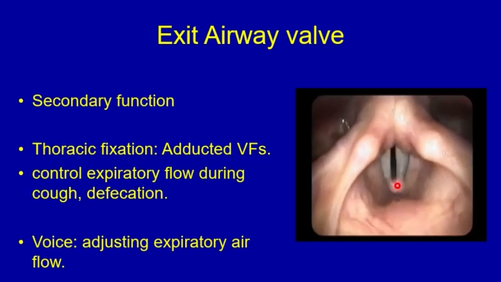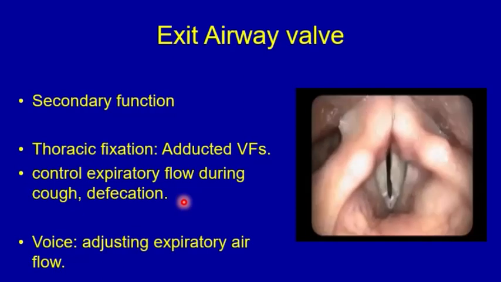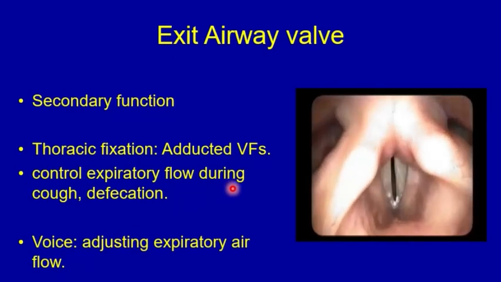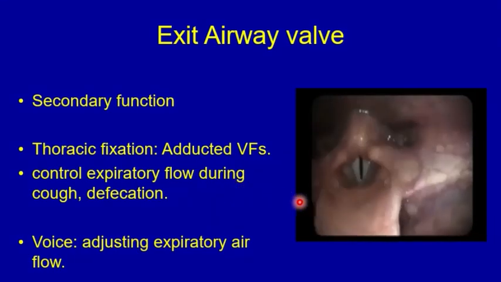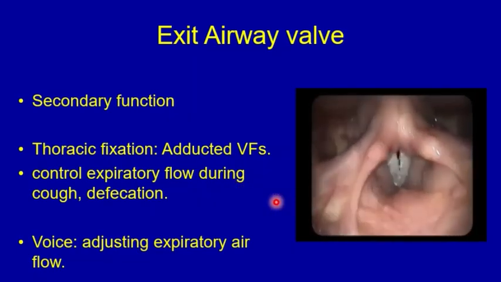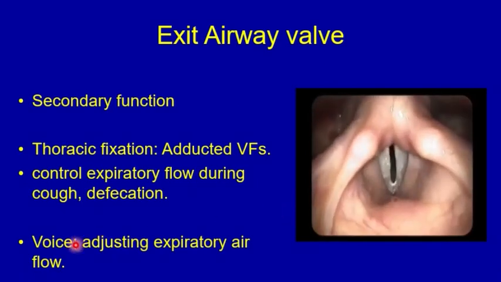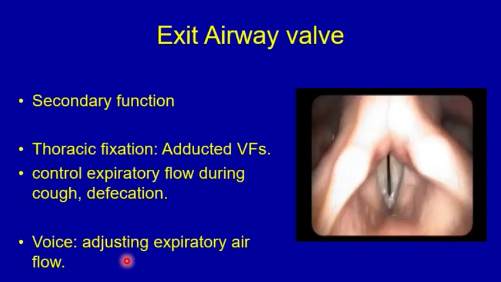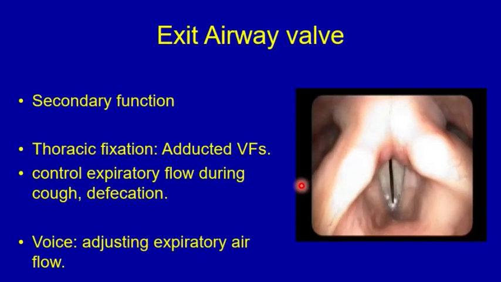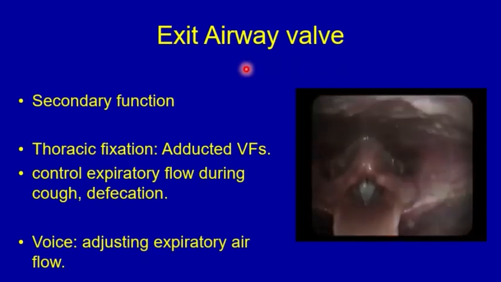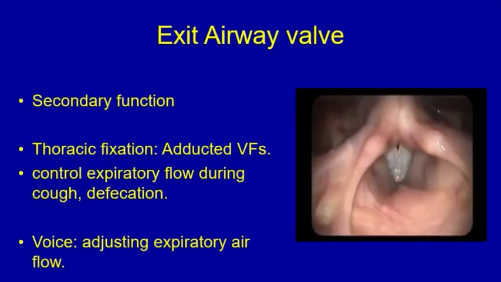when there is a need to increase the pressure, the abdominal pressure, during, for example, defecation or during labor or during the initial stage of coughing. Also, the control of the airflow from the lungs to the pharynx is required during voicing. During voice production, the larynx would adjust the expiratory airway flow and control this. This is the secondary function of the larynx, the exit airway valve.